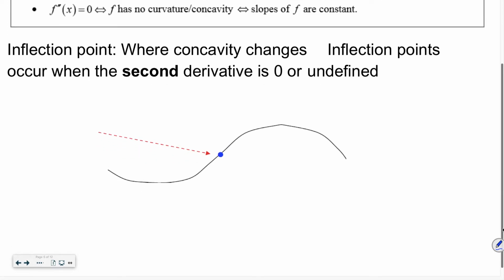Here is an inflection point. It's where the concavity changes. Inflection points occur when the second derivative is 0 or undefined, or they could occur. They're not guaranteed to occur there, but kind of like a critical point, that's where we have to test for it.